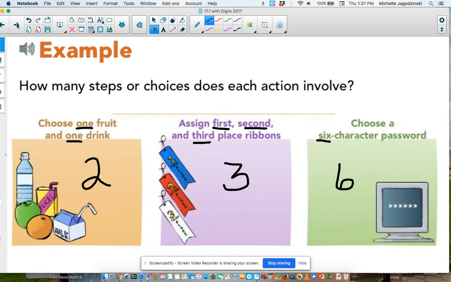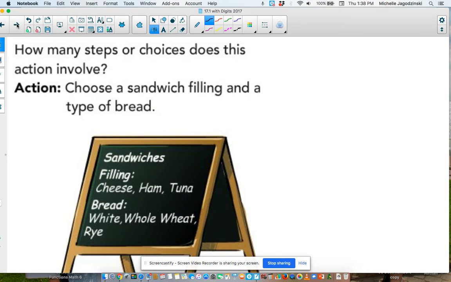So now it's your turn. Let's go ahead and look at the first question on page 432. It wants to know how many steps or choices does this action involve? And so we are choosing a sandwich filling and a type of bread. Your sandwich choices are cheese, ham, tuna. Your bread choices are white, whole wheat, or rye. But again, you are choosing a sandwich filling and a type of bread. So the correct number of steps is 2 steps. Very simple. Now we'll go ahead and talk about part 2.